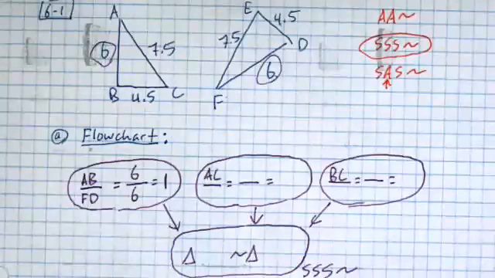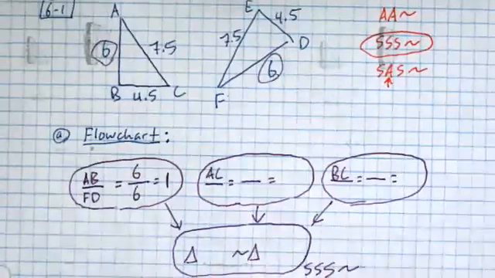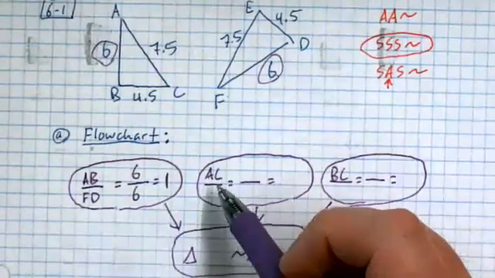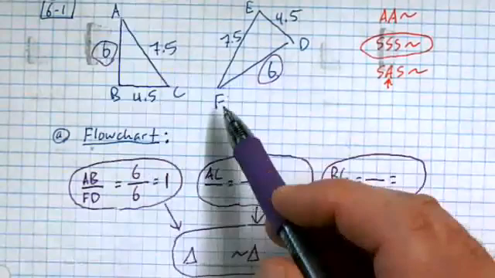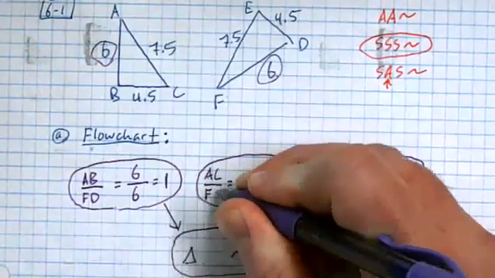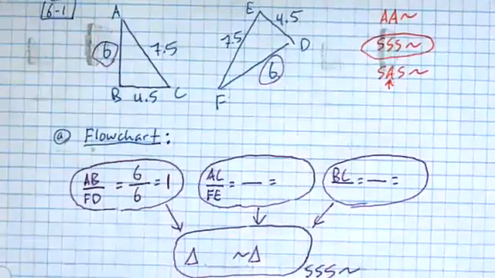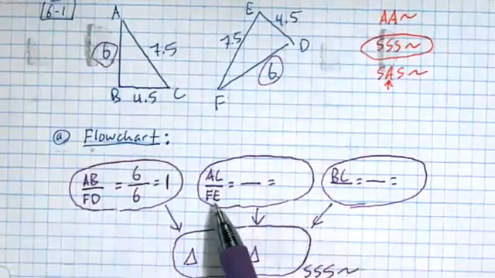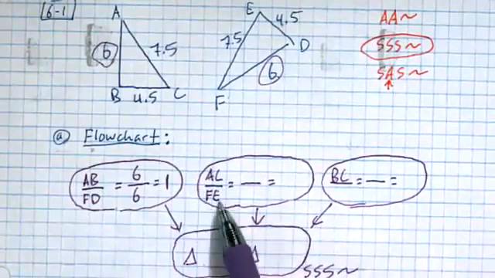All right. Quick stroll around. It looks like a lot of people are doing pretty well with this. Let me catch up to you all. What did AC match up with? It matched up with 7.5. That matched up with EF. Who put EF and who put FE? Is there a difference? That's the same thing, right?